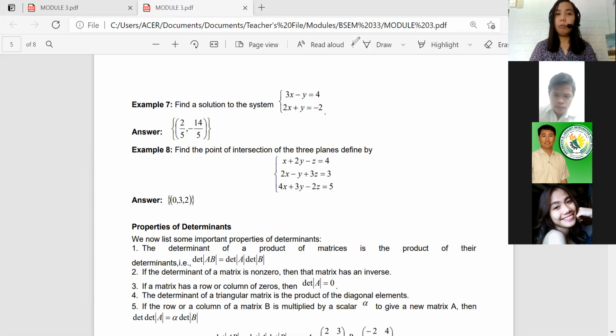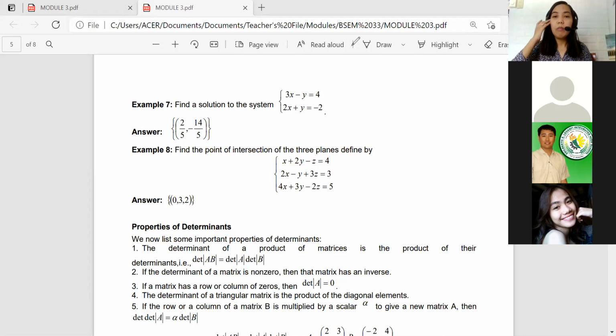But this is already a property. So, ibig sabihin, napatunayan na yung totoo. So, we'll just show some example later. Or kayo na lang mag-try kasi mauubos yung oras natin. Next, if the determinant of a matrix is non-zero, then the matrix has an inverse. So, ibig sabihin, class, pag nakuha nyo yung D, katulad kanina, yung sa system natin, ang value ng determinant nila is non-zero. When we say non-zero, any number except 0, positive man yan or negative, that matrix has an inverse. Okay? So that's another property.